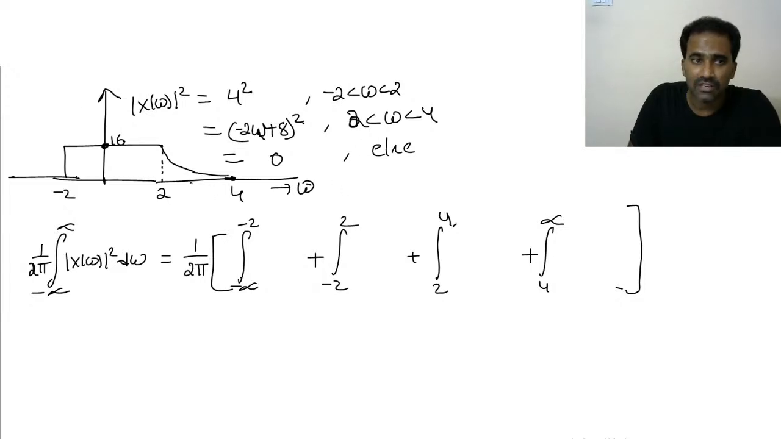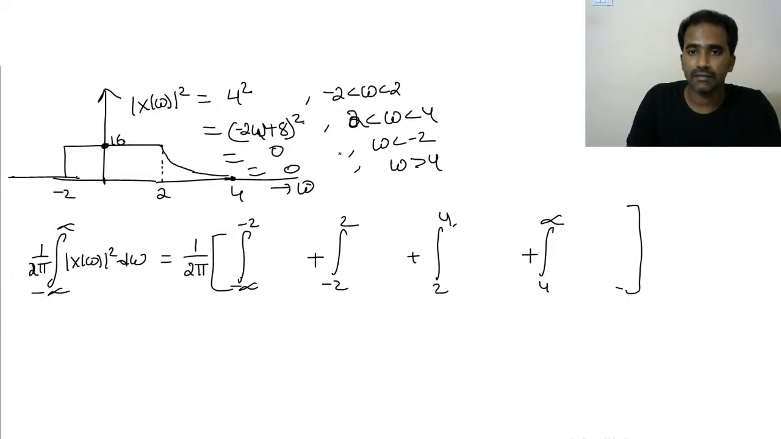Instead of else, if I write it this way, that will be more clear for you. Why am I separating the limits of integration in this manner? It is 0 for omega less than minus 2 and it is 0 for omega greater than 4. Okay. Right. So for omega less than minus 2 means it's from minus infinity to minus 2. What is the equation? 0 d omega.